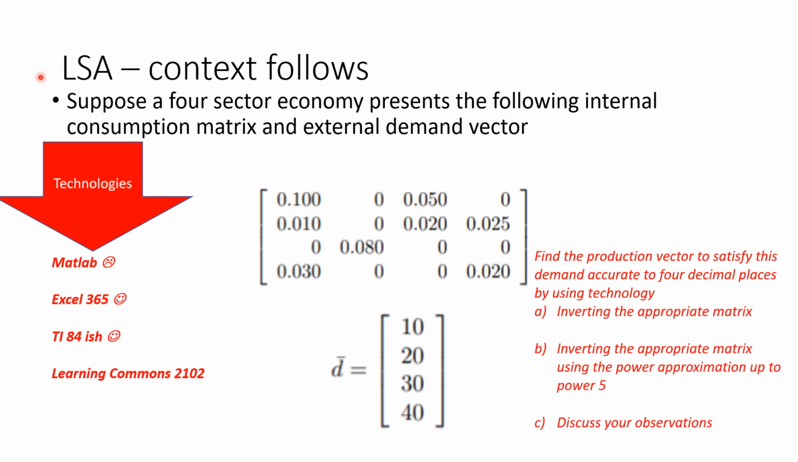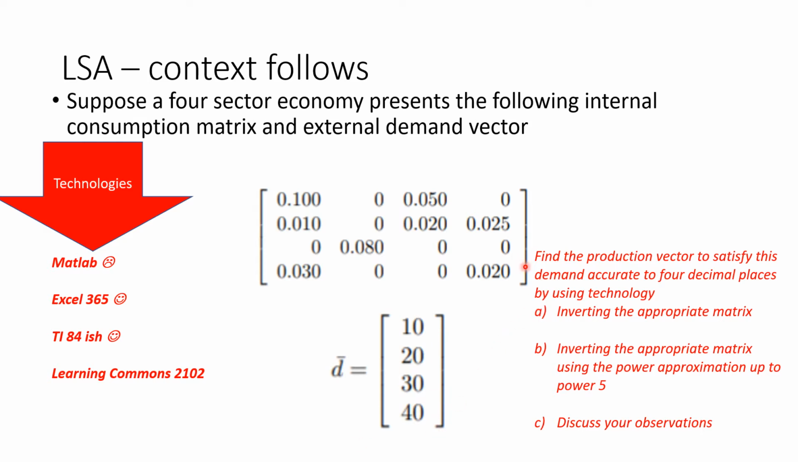So I'm stating the LSA first. Some context will follow that can help you to solve this. Suppose a four-sector economy presents the following internal consumption matrix. So here's the internal consumption matrix. It's a 4x4 for a four-sector economy. And an external demand vector, and this is 10, 20, 30, 40, is the external demand vector.